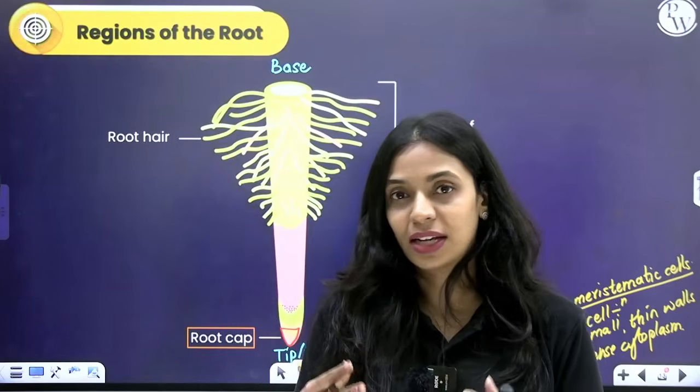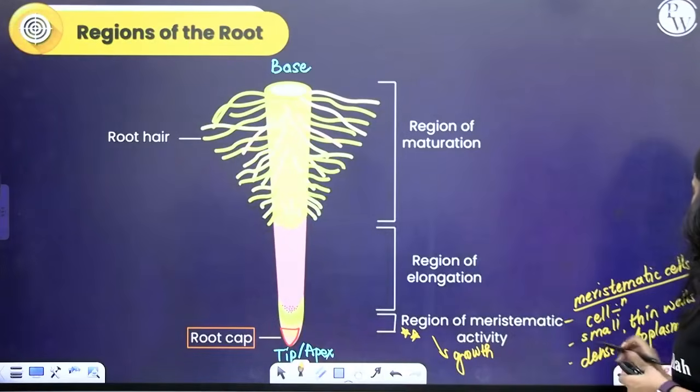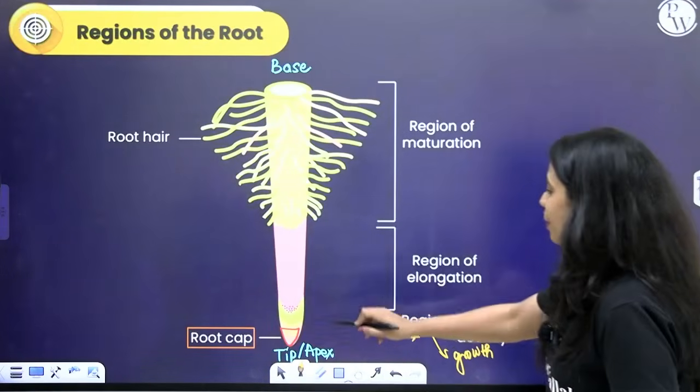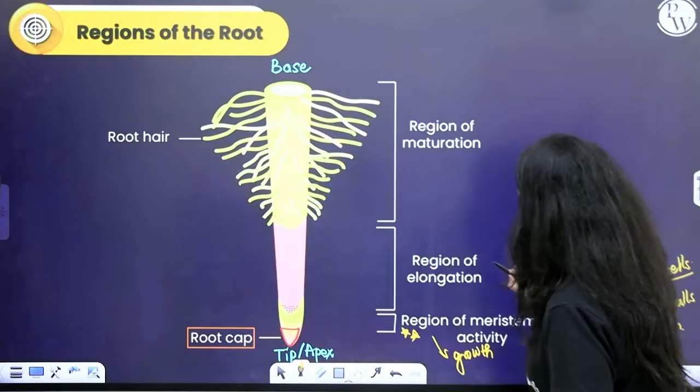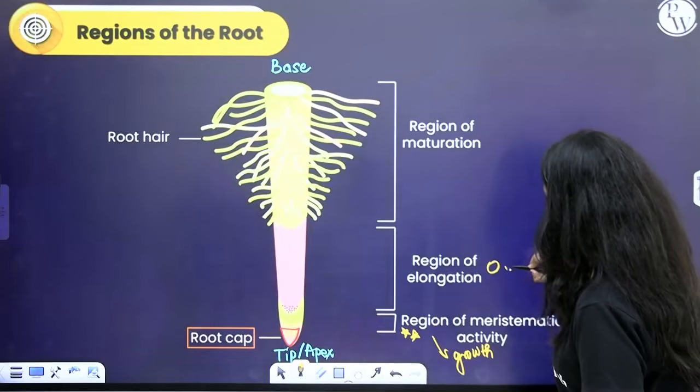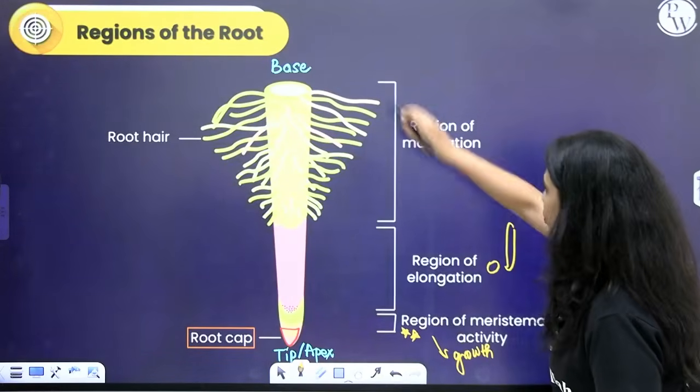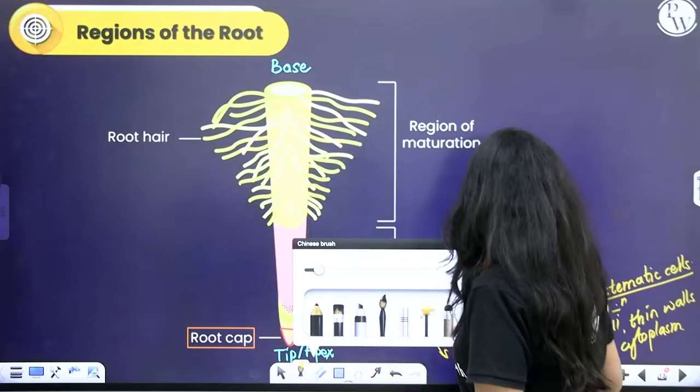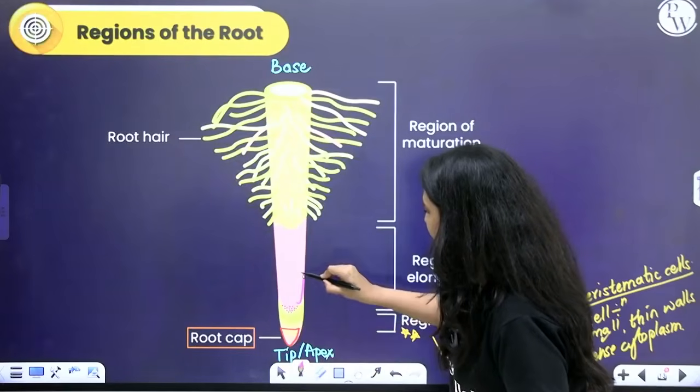What will happen to the cells that lose the cell division capacity? They will start increasing in size now. I mentioned how the meristematic cells are small in size. Now what happens in the region of elongation is the cells that were like this will start increasing in size in the longitudinal axis, in this axis, and they will start increasing in length.